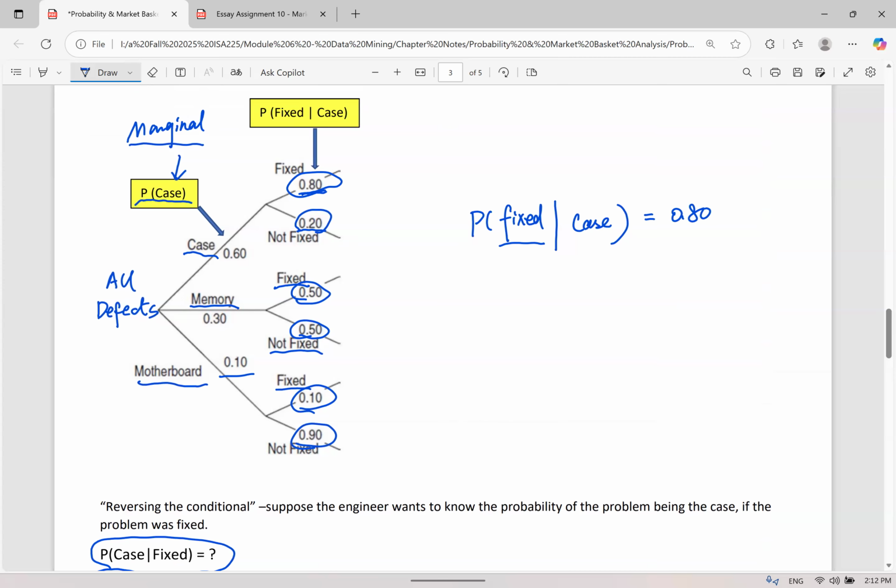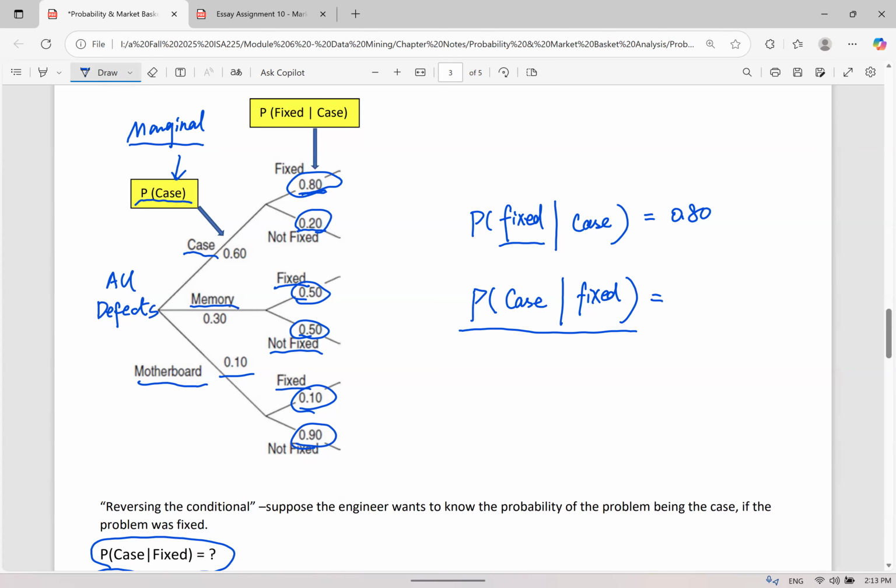But now I want to get the reverse, the opposite direction. I want to know, given a defect is fixed, what is the probability that this fixed problem is a case alignment problem? This probability we cannot get so easily based on our experience. So our goal is to solve this probability. How do we get it?